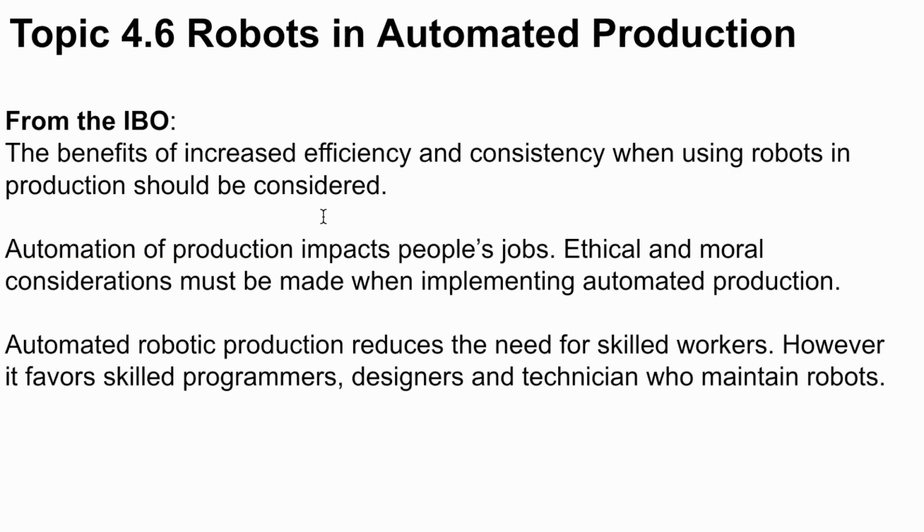From the IB, the benefits of increased efficiency and consistency when using robots in production should be considered. Automation of production impacts people's jobs. Ethical and moral considerations must be made when implementing automated production. Automated robot production reduces the need for skilled workers. However, it favors skilled programmers, designers, and technicians who maintain robots.